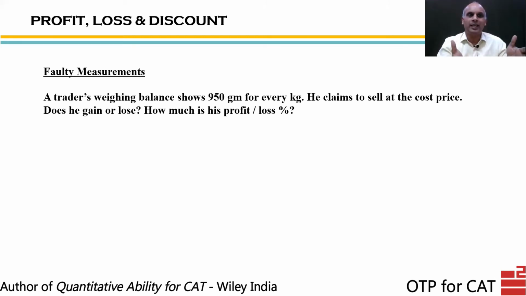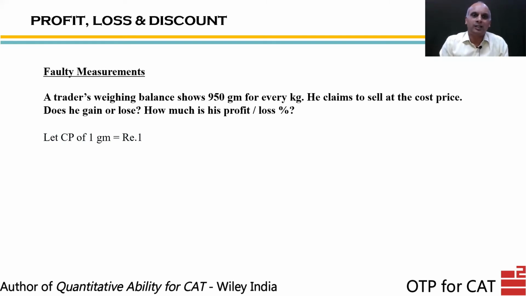It means on the weighing scale, weighing balance, if you put something whose actual weight was 1 kg, that is 1000 grams, the digital display of the machine shows 950 grams. And so everybody, the customer, the shopkeeper, will assume that it is 950 grams. Nobody has any means of knowing the actual weight. So if the actual weight of 1 kg is put over it, the weighing scale shows 950 grams. So is it a case of profit or loss if you sell at the cost price? Think about it.